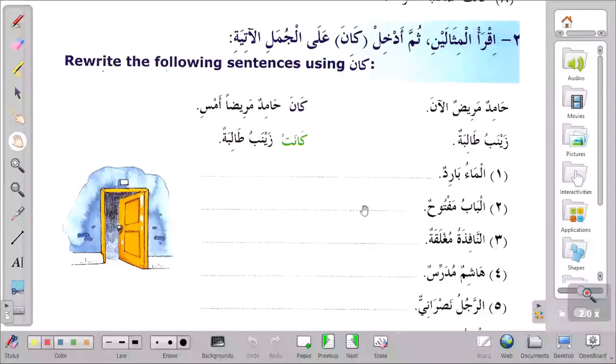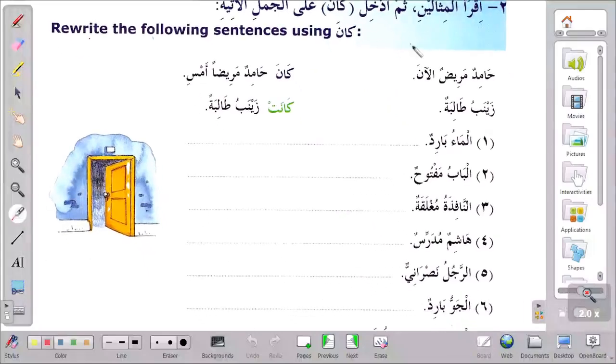Okay. So the first sentence here is Hamidun maridun al-ana. Hamid is currently sick. So if I want to say Hamid was sick, I will add kana. And of course, if I add kana, the information, the one which gives the information about Hamid, that's marid, will now become mansub. So kana Hamidun maridun amsi, yesterday.